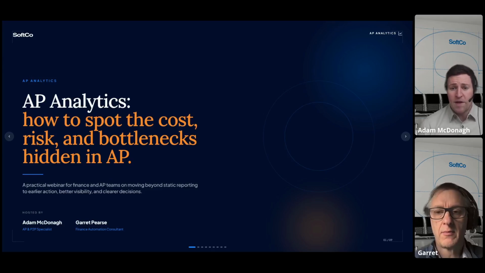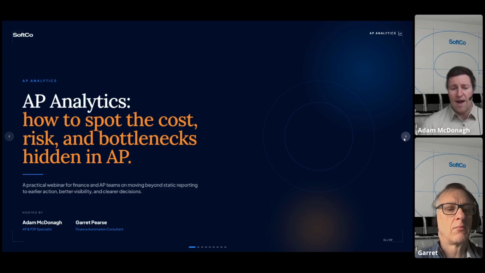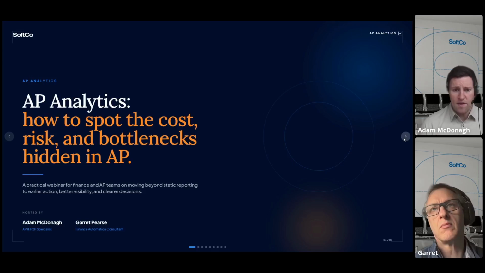What we're ultimately going to be discussing, as you can see on screen, is AP analytics. So how to spot the cost, risk, and bottlenecks hidden across the AP process. Today's session isn't just about AP analytics itself, but more so about where AP teams are starting from. Most AP teams that we're speaking to already have some sort of reports in place. Some of them might be quite manual. Some perhaps are utilizing different systems and applications. But the biggest challenge that Garret and I see is that many reports only show what happened after the fact. So a lot of teams are still being quite reactive as opposed to being proactive throughout their AP process.